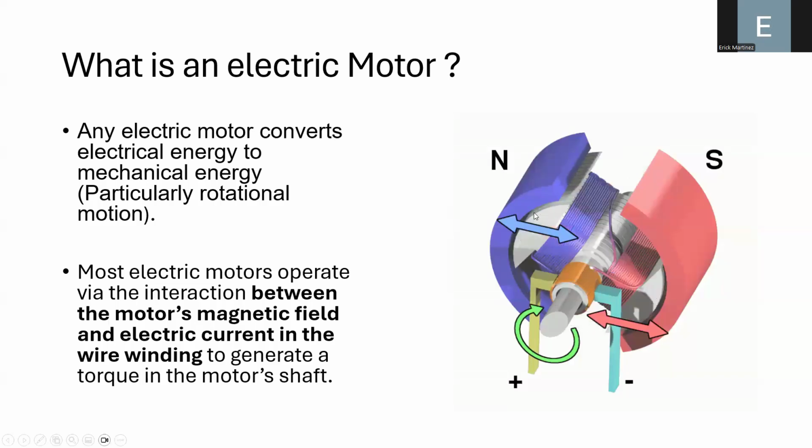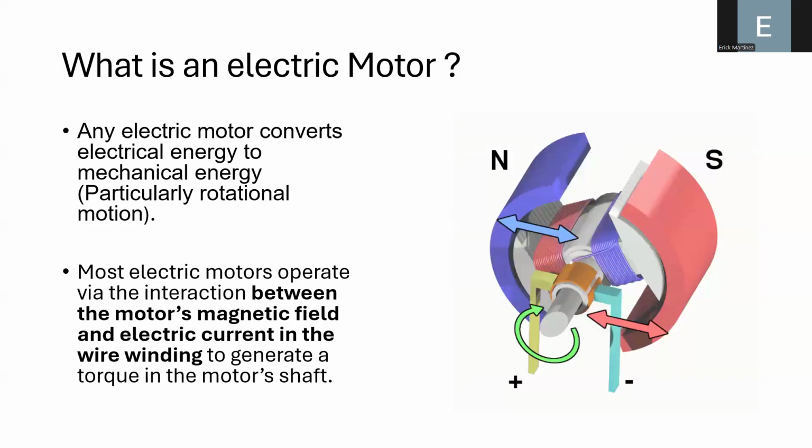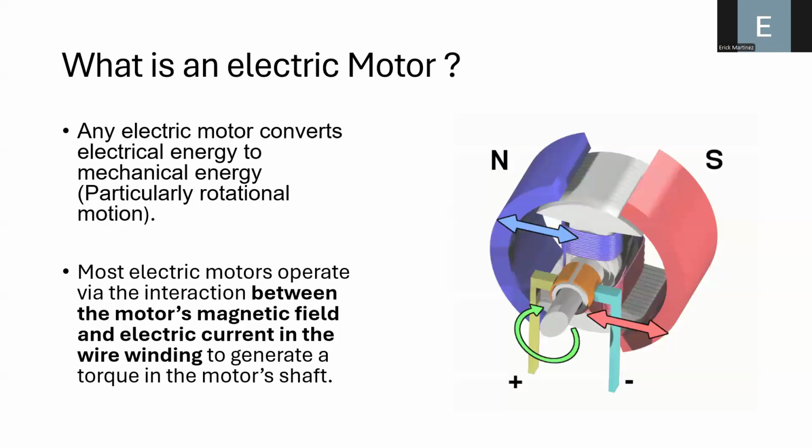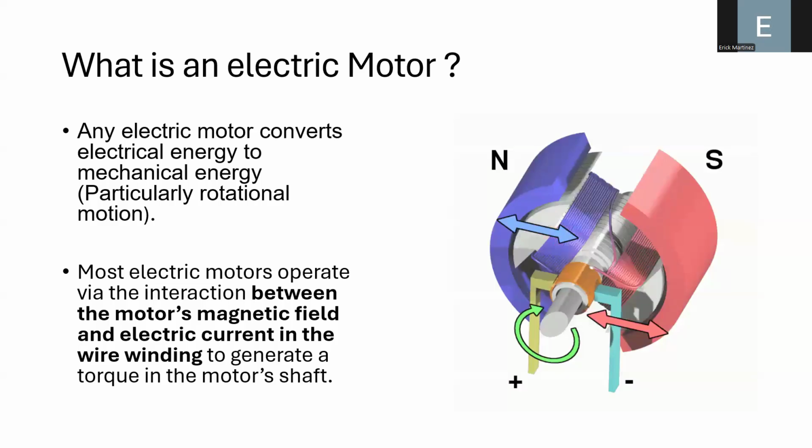So basically, the magnetic field produced by the current that travels through the windings of the rotor and the magnetic field in the stator interact with each other, and the interaction between these magnetic fields produces a torque that allows us to move the shaft of the motor, or in other words, the rotor of this electric motor.